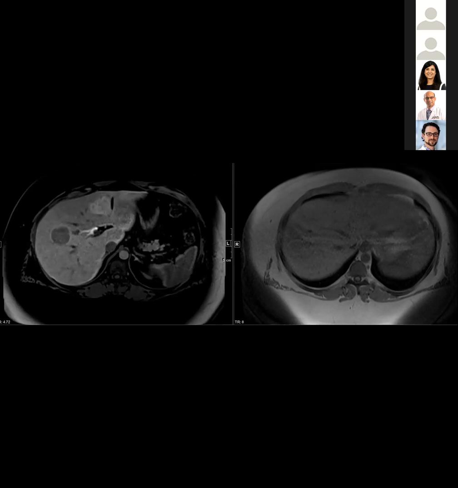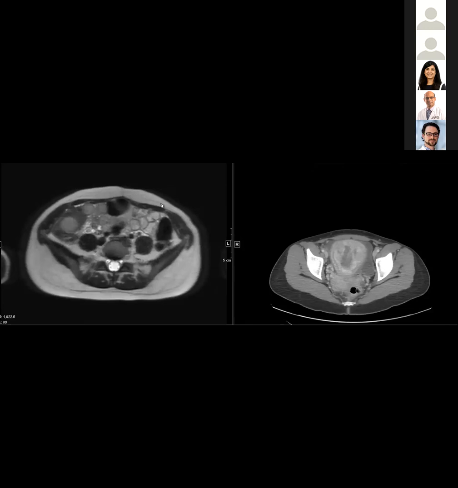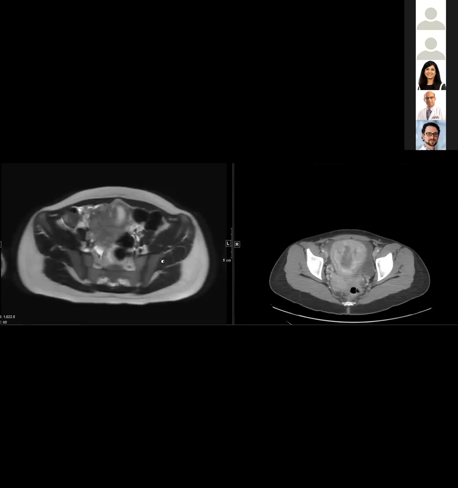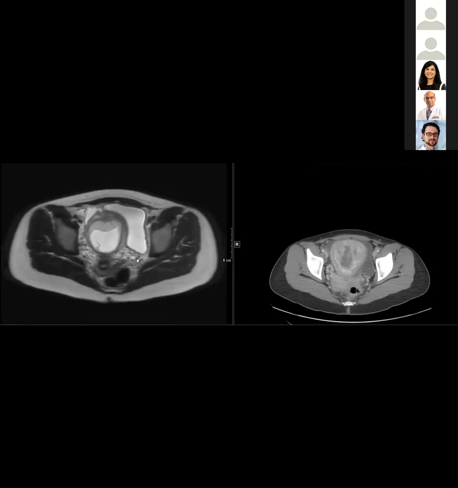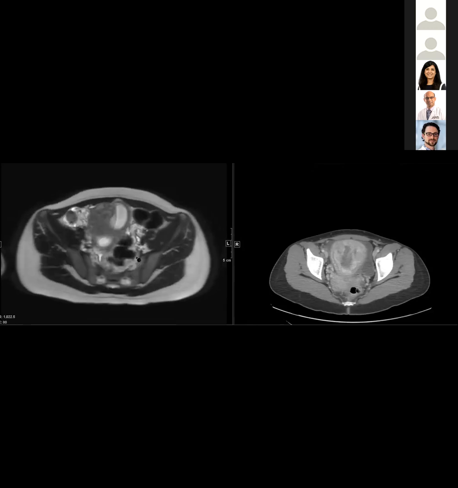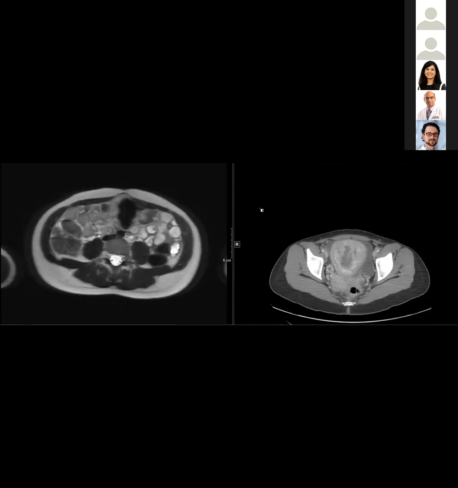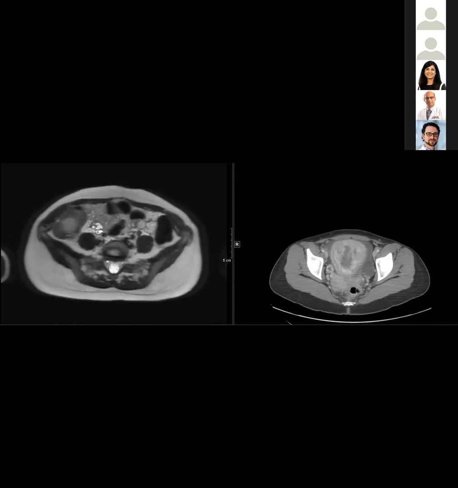All right. So the next person is a young woman. She's pregnant, little baby, and she had this abdominal pain. She has right lower quadrant pain. Her ultrasound wasn't really conclusive, so they got an MR.